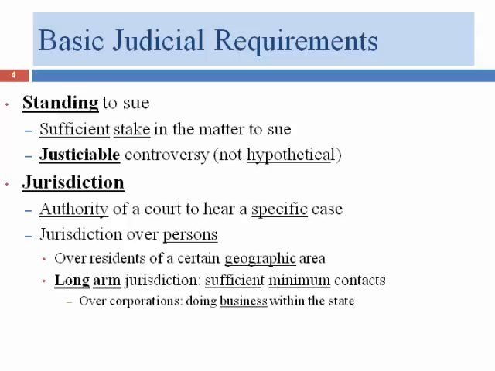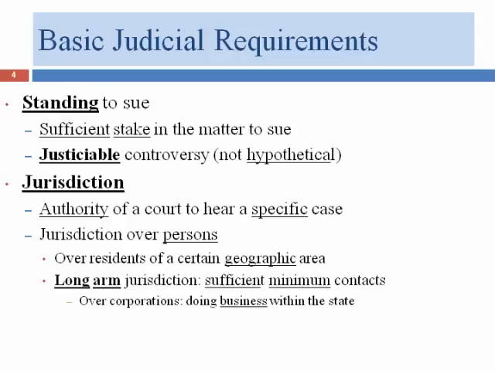In addition, for there needing to be a standing to sue, there also needs to be a justiciable controversy. It can't be a hypothetical controversy. A related term to this is the idea of ripeness. You look at standing, you look at justiciable controversy, and you look at ripeness. This is sometimes called the case and controversy requirement.